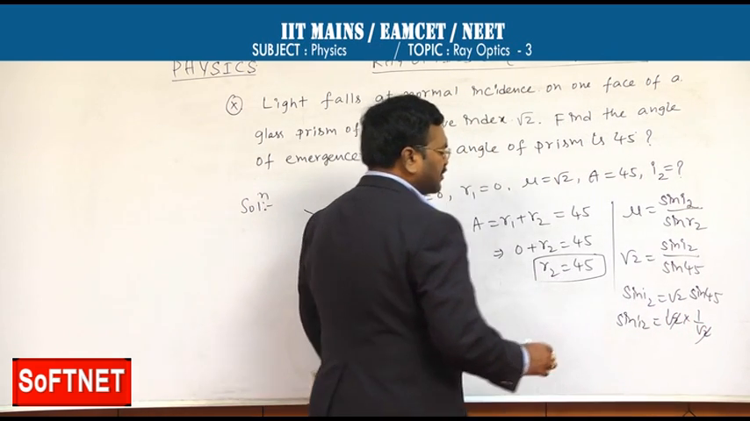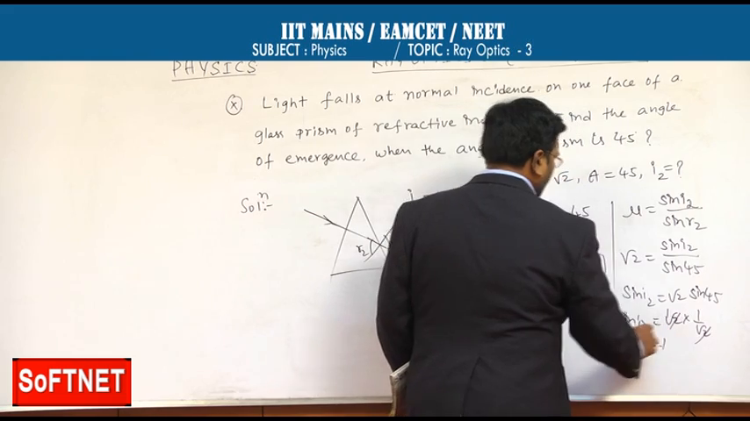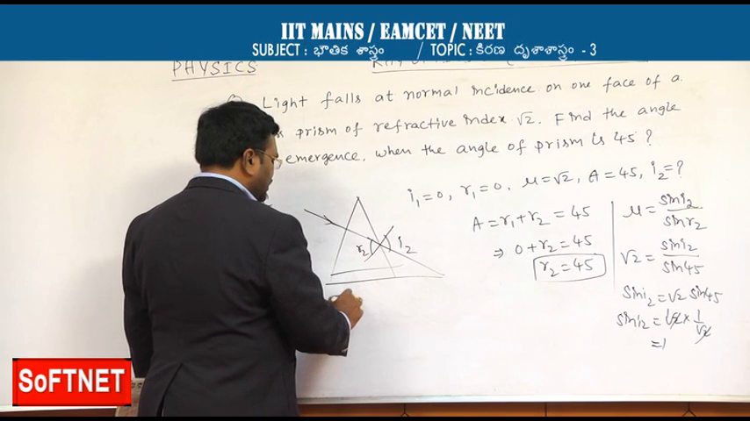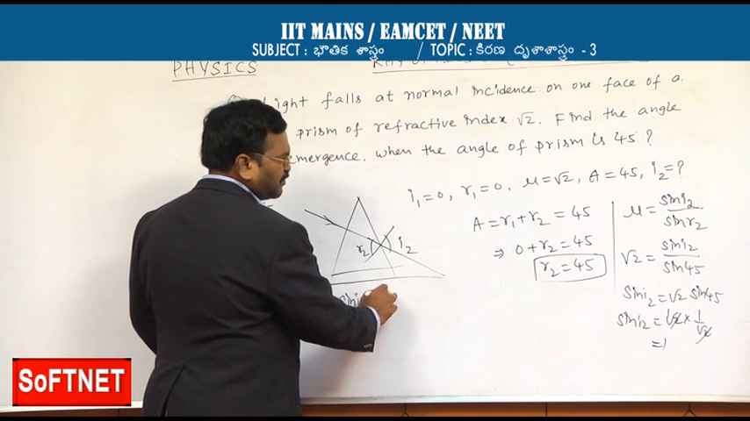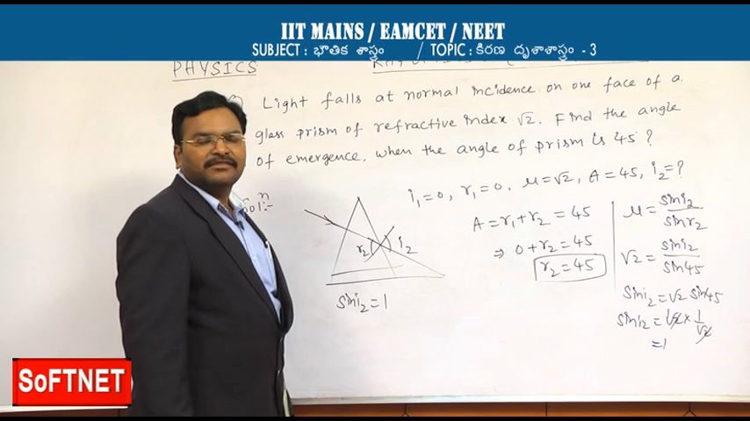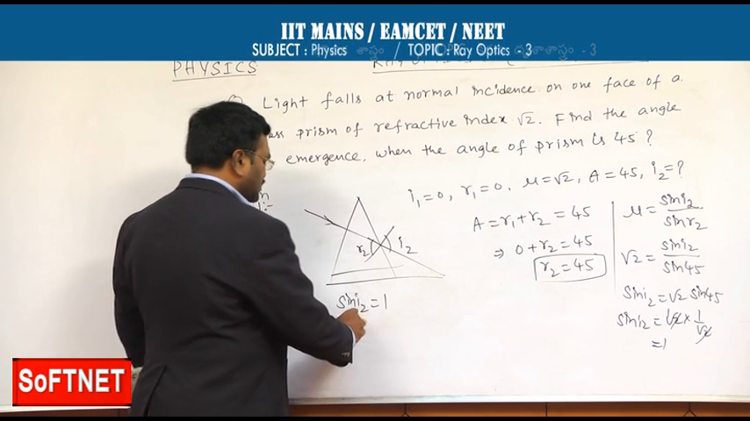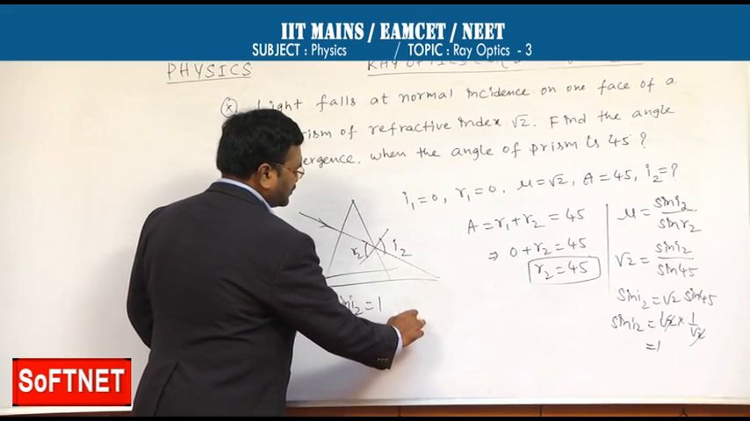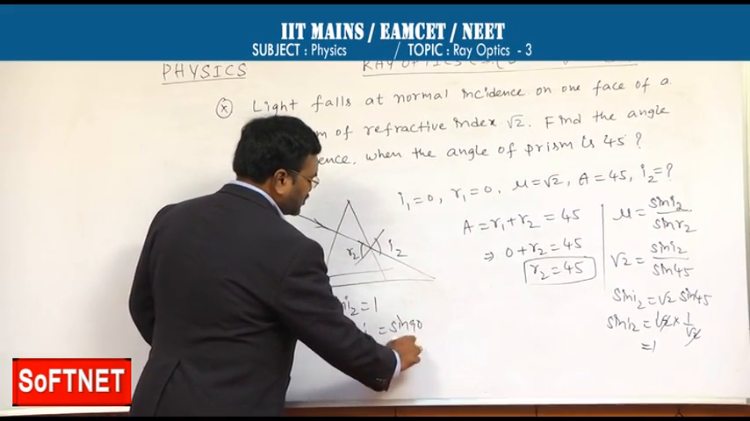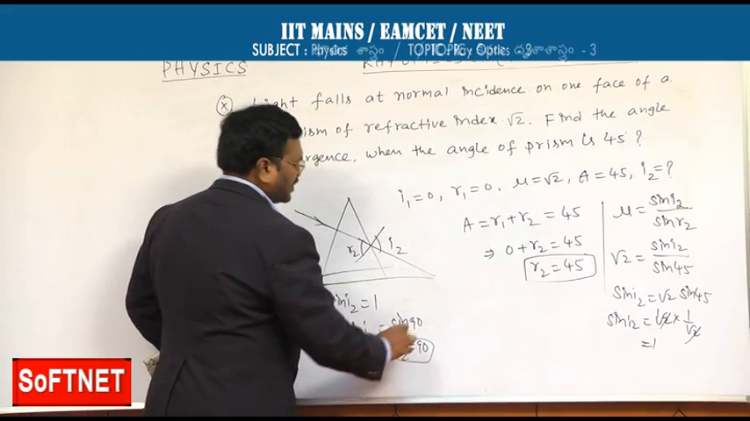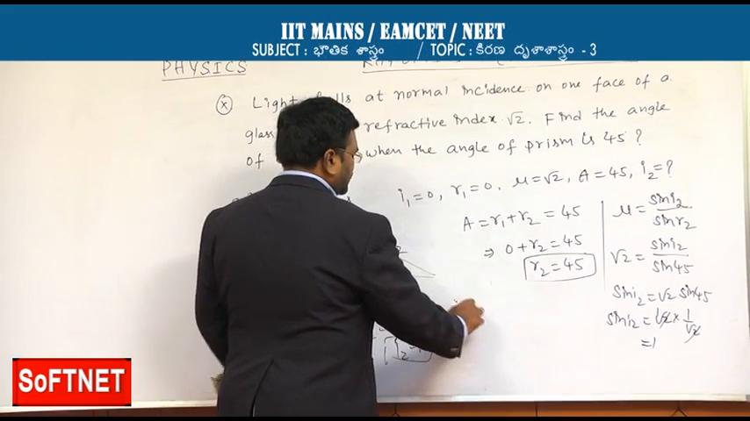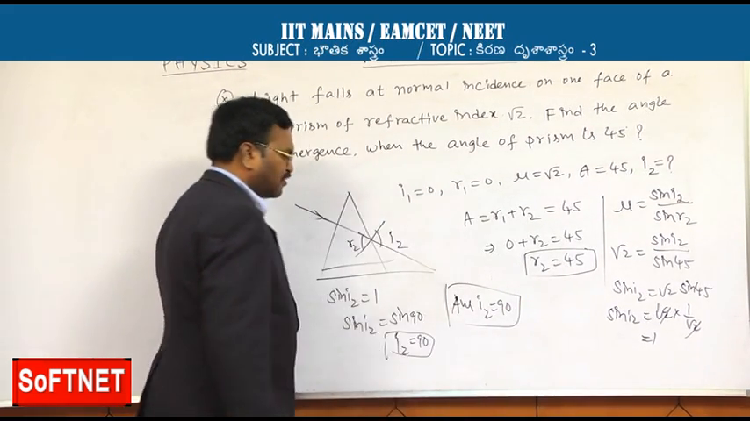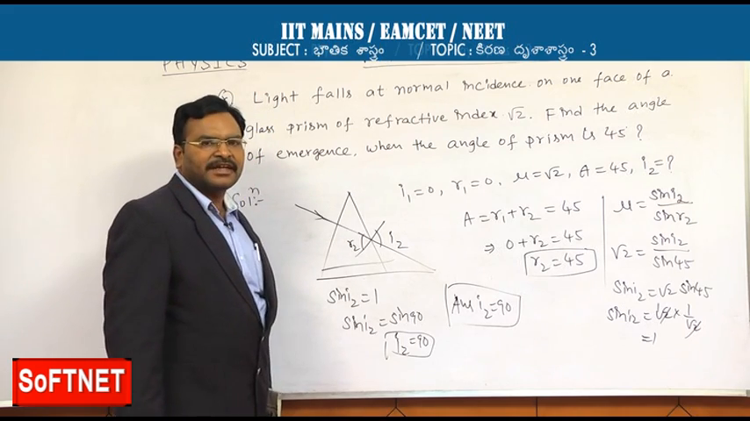Now what is it equal to? Sin I2 is equal to 1. For which angle is the sin value 1? Sin 90 degrees. So sin I2 is equal to sin 90 degrees, so I2 is equal to 90 degrees. So what is the answer? I2 is equal to 90 degrees. The angle of emergence is 90 degrees. Is it clear?